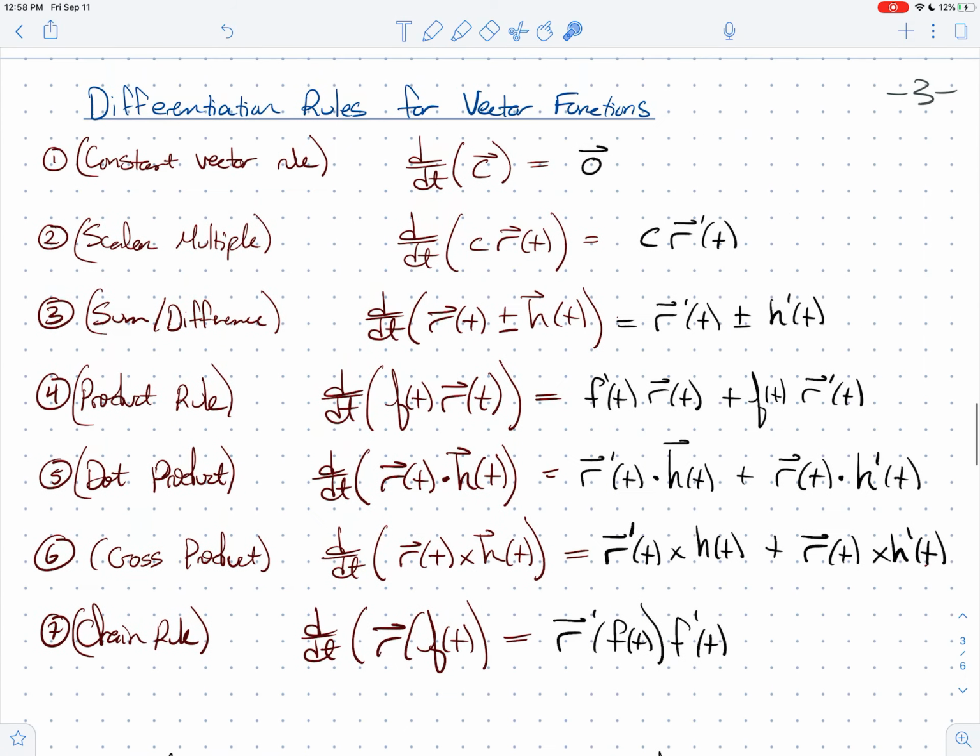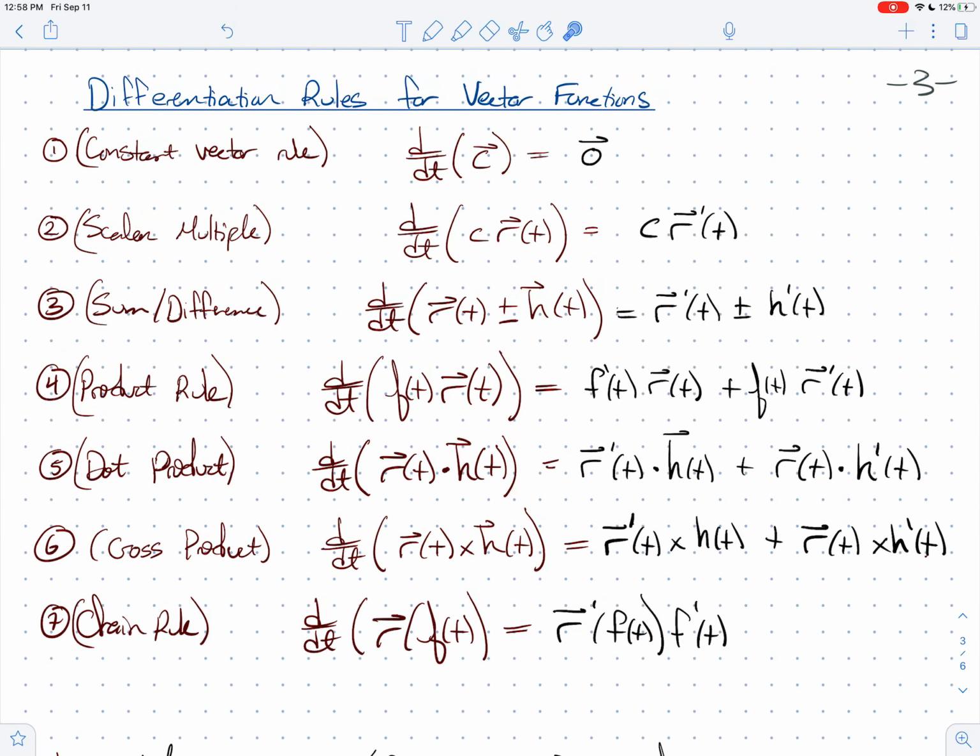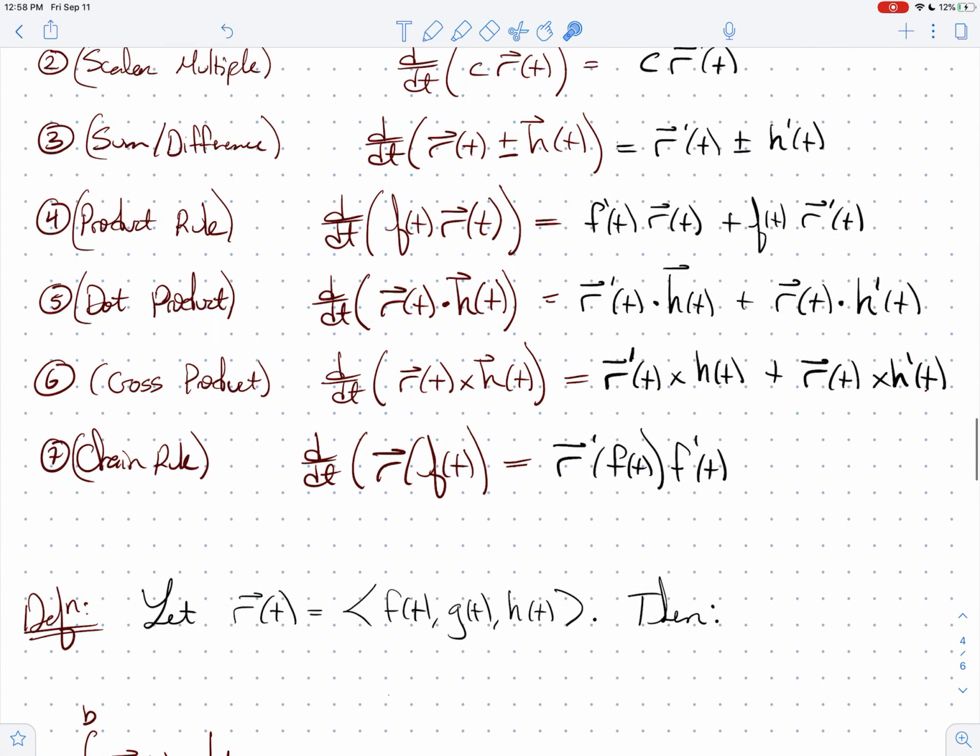So those are the different differentiation rules, and you'll get to play with those some in the homework. It turns out we can integrate.